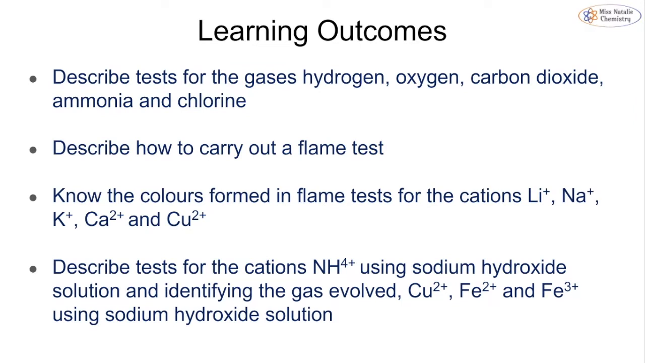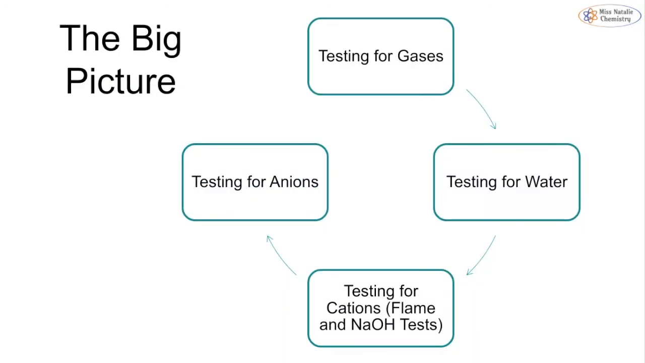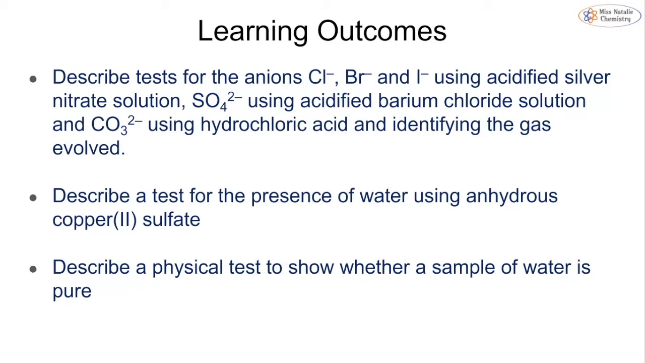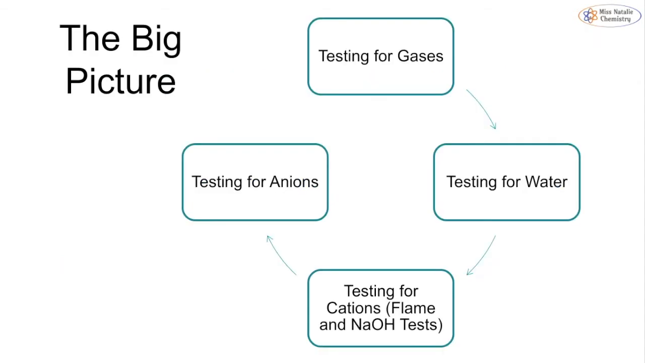So the learning outcomes that we have for this topic are looking at how we carry out tests to identify gases, how we carry out flame tests and the sodium hydroxide test to identify specific cations, how we identify specific anions, specifically the halides, the sulfates and carbonates, and how we can test for water both chemically and physically. So we're going to start off with looking at how we test for gases.